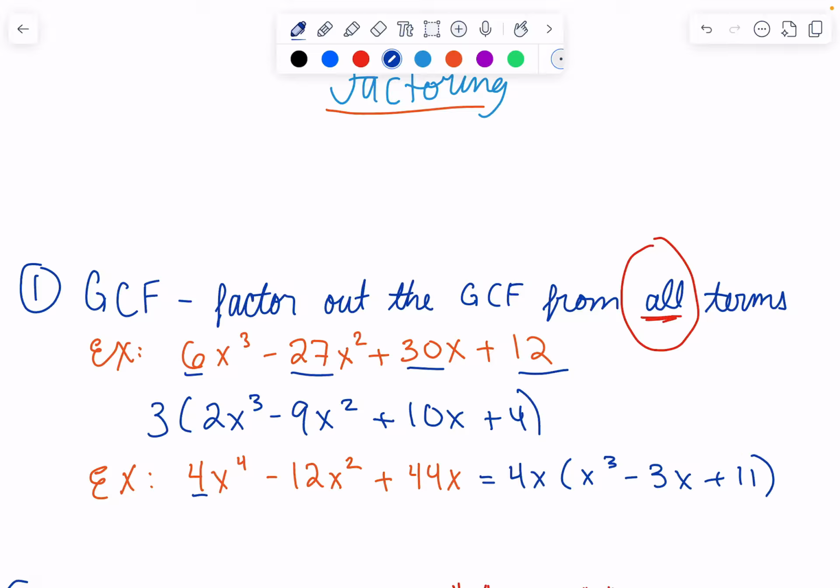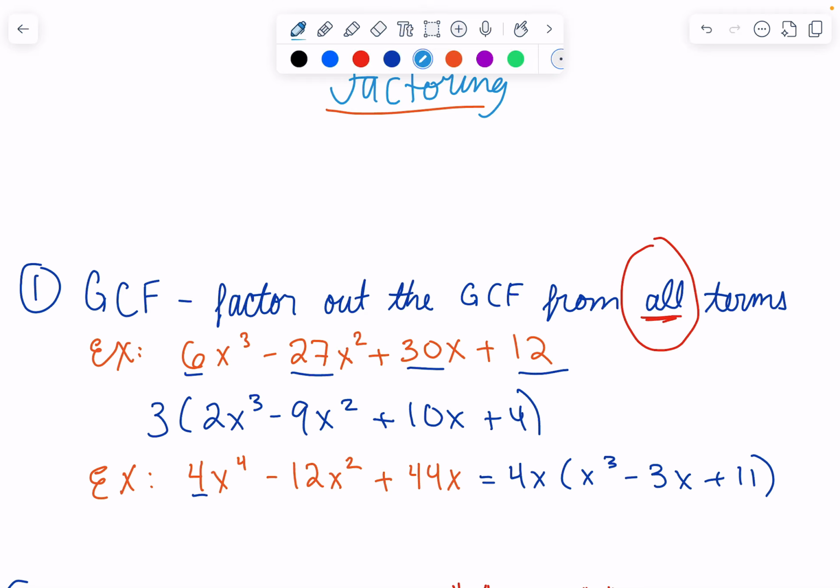Now, anytime you're factoring, you can always check your work by multiplying out the polynomial. So if I was to redistribute 4x back into the parentheses, would I get what I had originally? That's a way to check your work. 4x times x cubed does give us 4x to the 4th. 4x times negative 3x does give us negative 12x squared, and 4x times 11 does give us 44x. So that's how I know I did it correctly. So that's the first thing you want to look for.